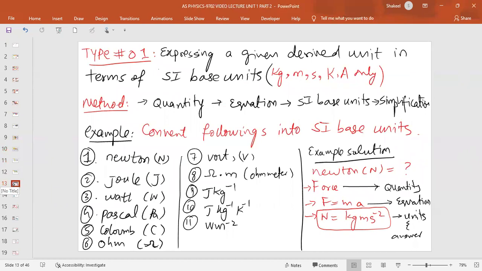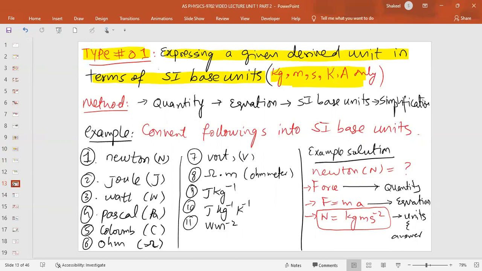Moving forward to the most important part, which is the type of the question. So let's study type 1 now. Type 1 is expressing a given derived quantity in terms of SI base units, that is kilogram, meter, second, Kelvin, and ampere. These are actually SI base units. So you have to convert any given derived unit in terms of these units.